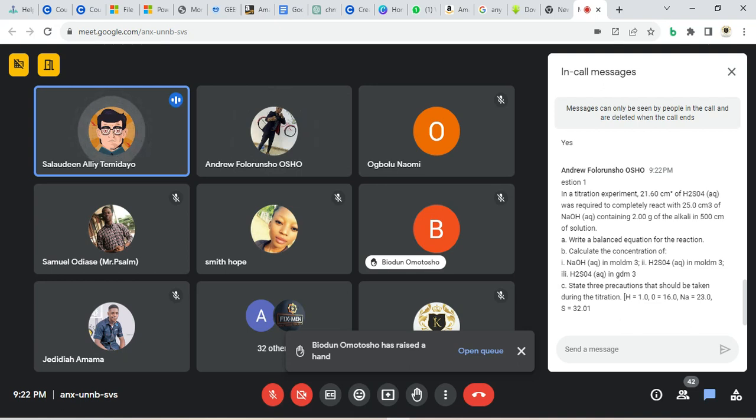Okay, this is the question. We are going to work with it now. It says in a titration experiment, 21.60 cm cube of H2SO4. Note that thing first. That is the volume of H2SO4.